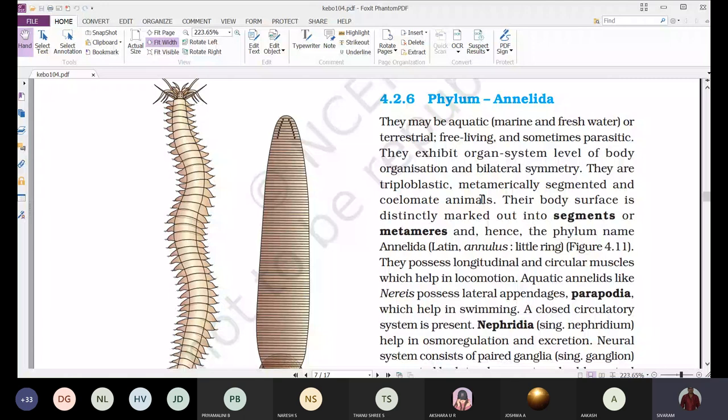And next, in these organisms, the longitudinal and circular muscles help in locomotion. They possess the longitudinal and circular muscles which help in locomotion due to the contraction and relaxation of these muscles in the locomotion or movement of that organism.